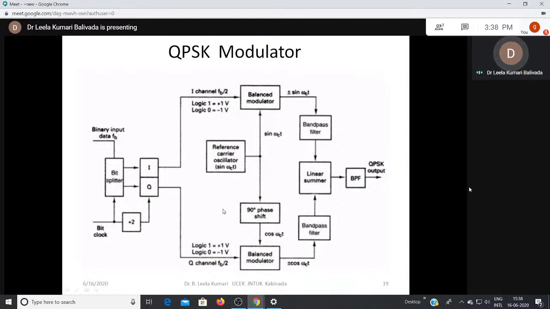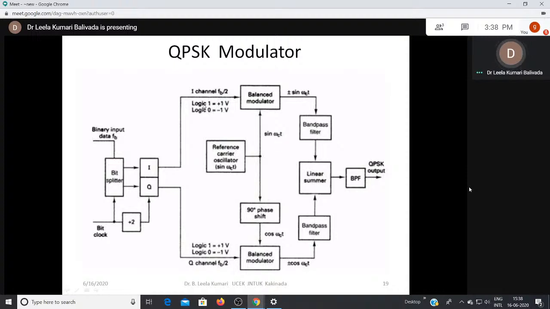So once these 2 bits have been split into I and Q channels, the operation is the same as that of the BPSK modulator. Each of these blocks simply acts as 2 parallel BPSK modulators which are combined in parallel.